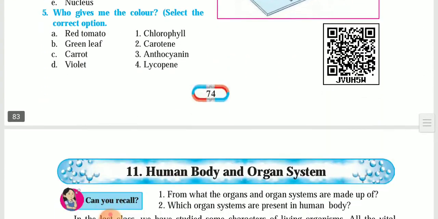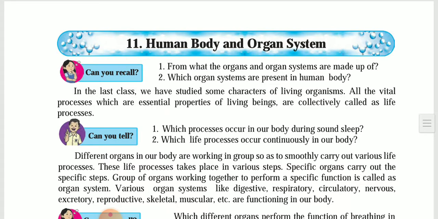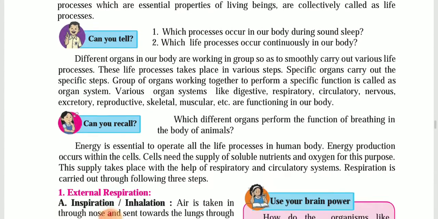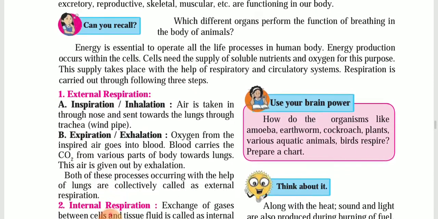Next is the human body and organ systems. You have already studied about the cell. Now all these cells come together to form an organism, as well as forming the systems. So different types of organ systems are working together, like digestive, respiratory, circulatory, nervous, excretory, reproductive, skeletal, muscular. All these together are functioning in a body to keep it alive.